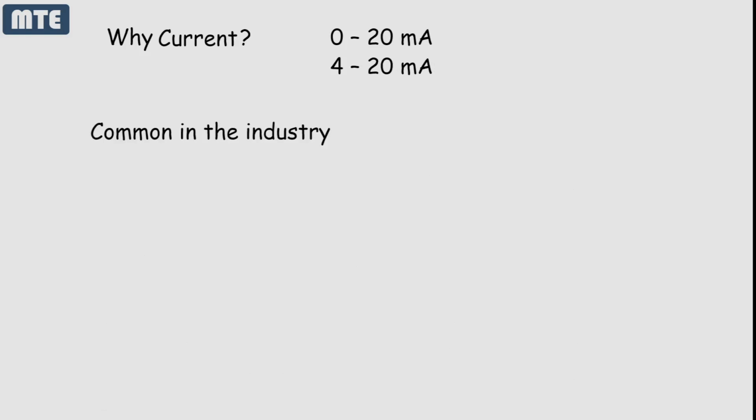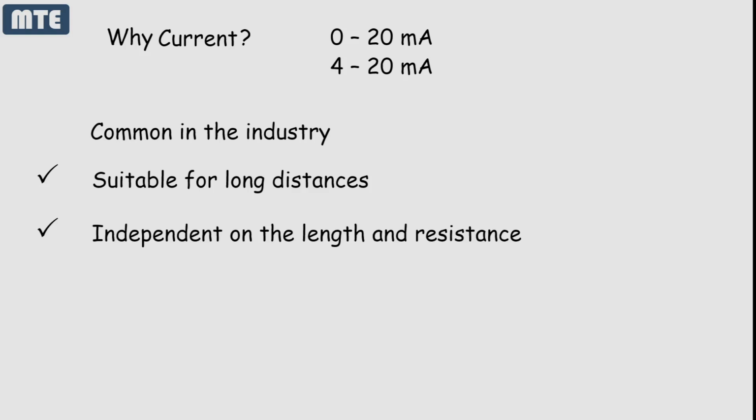Current signals, such as 0 to 20 mA or 4 to 20 mA, are preferred in industrial applications, especially where the sensor and controller are separated by long distances. Unlike voltage, current remains consistent even when the wire length increases or resistance changes, ensuring accurate readings. Additionally, current signals are less affected by electromagnetic interference, making them more reliable in electrically noisy environments.